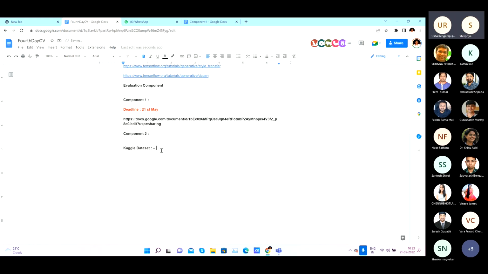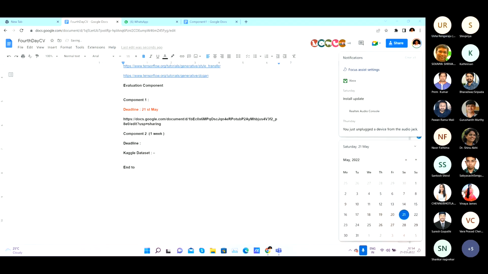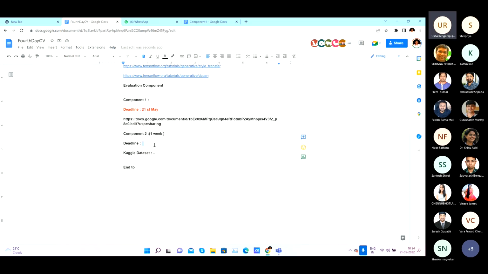So Kaggle data set, I'll be sharing. If you have any suggestions, you can let me know, or I will give a data set. What has to be done is an end-to-end file. You have 1 week's time for this. The deadline is next Saturday, 28th May.